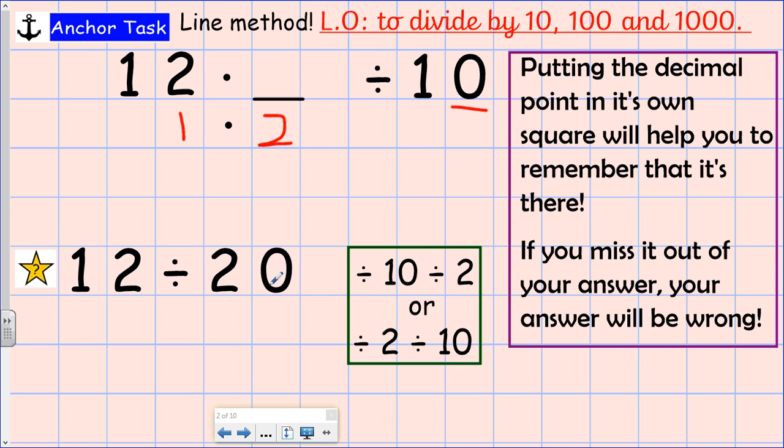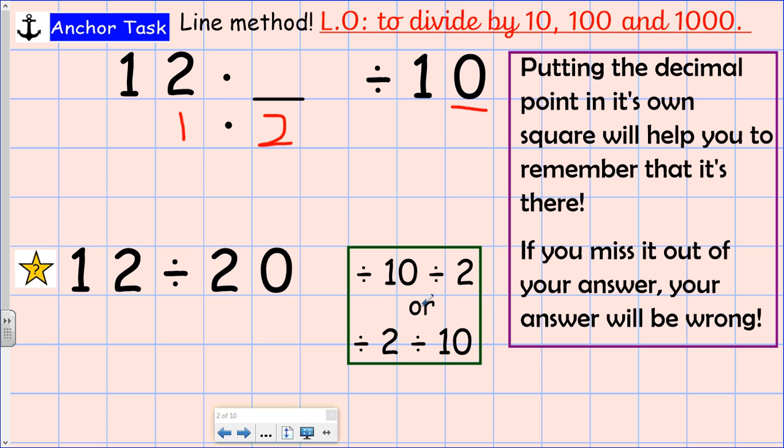Now your challenge, if you had a go, would have ended up with 12 divided by 20. There are two ways that you could do this simply. You could divide by 10, which we have already done, and then divide your answer by 2. Or you could divide 12 by 2, and then divide by 10. Either way, this will get you to have divided by 20, thinking about the fact that 10 times 2 is 20, okay? Since we've done the first part already, we may as well just do that one first to show you.